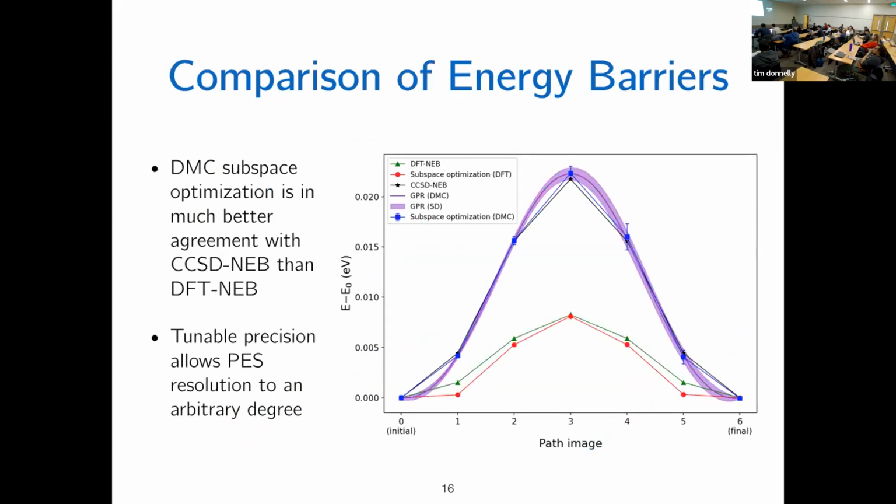Let's look at the energy barriers again. What we see in this case is that the difference in potential energy between the minimum and the maximum is underestimated by the DFT methods by up to 15 millielectron volts, and this is just a small molecule. If you were to do this for an adsorbate diffusing on a surface or any other type of surface reaction, this could become even more pronounced.